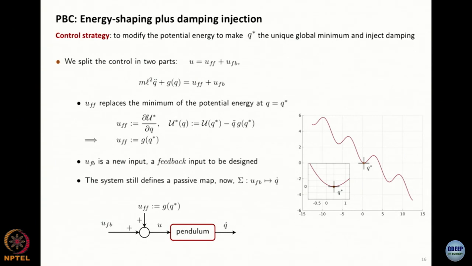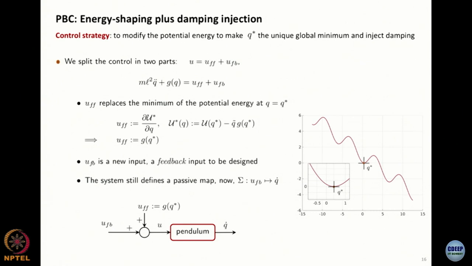So in order to change the potential energy, the first thing you do is maybe add a line to the expression of the potential energy and also an offset, okay? So first you want to put the minimum of your potential energy at Q star somewhere. And if you add a line, then your potential energy now will look like this. So that would be 1 minus mgl plus an offset plus this line, right? So it will look like that.